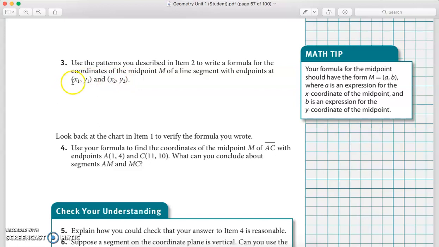So you're going to use, in your formula, x1, y1, x2, and y2, and see if you can write a formula for the coordinates of the midpoint. So pause the video, see if you can give that a try, and then I'll show you the answer. Look at how we find this formula.